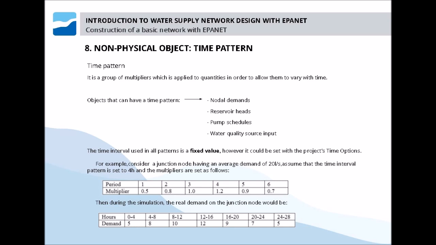For example, let's consider a junction node with an average demand of 20 liters per second, assuming a time interval of 4 hours. Throughout the simulation, the real demand in the node would be as follows.